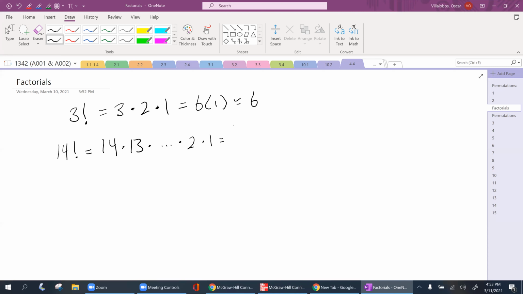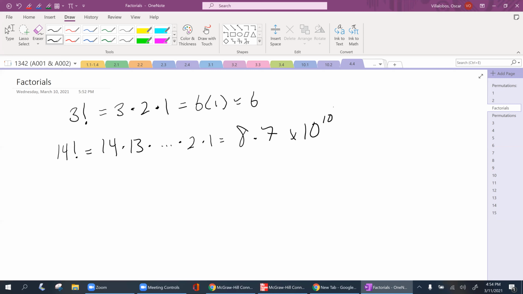And if you want practice, let's learn how to put factorials into our calculator. And we get a very large number, right? Well, I'm just going to write this in scientific notation. This is 8.7 times 10 to the 10th power. That's a lot of numbers. That's a very, very large number.